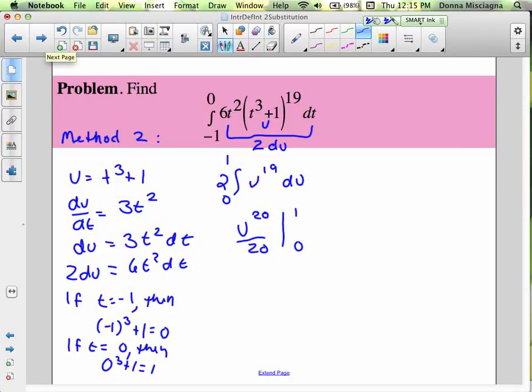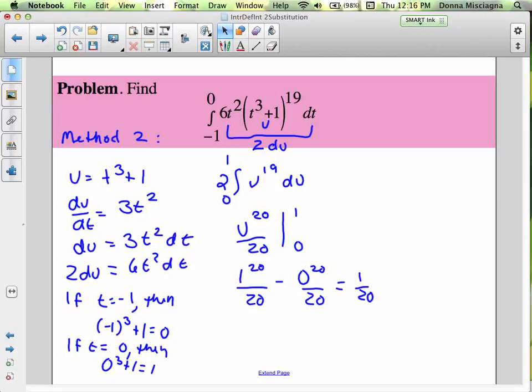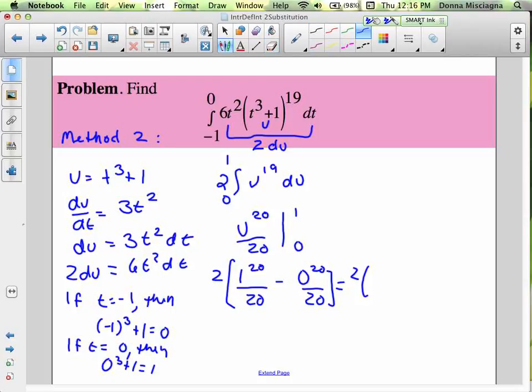So this is going to be 1 to the 20th power divided by 20 minus 0 to the 20th power divided by 20, which is 1/20. You forgot the times 2. Oh, times 2. Don't forget him. Oops. 2 times 1/20th. I'm saying one thing, writing another, but I'm thinking of the answer because it's 1/10.